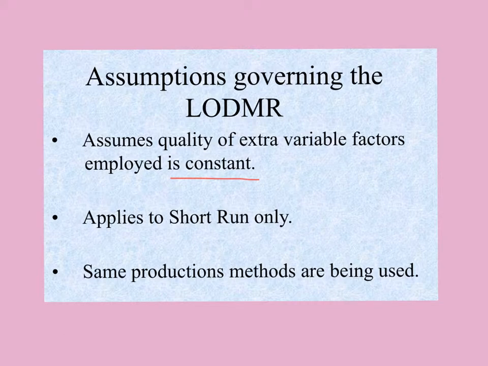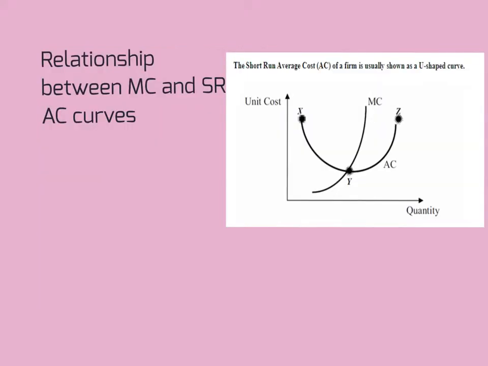The third thing is that the same production methods are being used. We do not assume here that if an additional unit of labour is employed, that additional unit of labour comes with a machine or begins using a machine which would increase productivity and the return to factors of production.